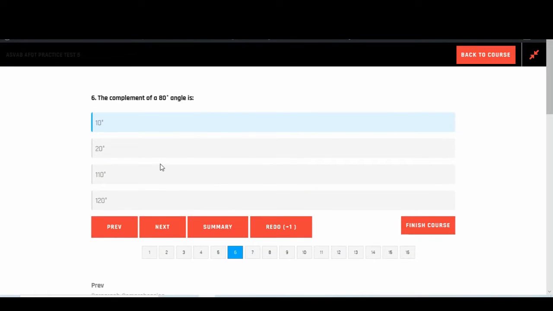All right, number 6 is testing your knowledge of some mathematical definitions. It says the complement of an 80-degree angle is. So as far as angles go, you have to know the difference between a complementary angle and a supplementary angle. A complementary angle is when two angles, angle 1 and angle 2, let's say, add up to 90 degrees, whereas supplementary angles, let's call them angle 3 and angle 4, add up to 180 degrees. That is a straight line.